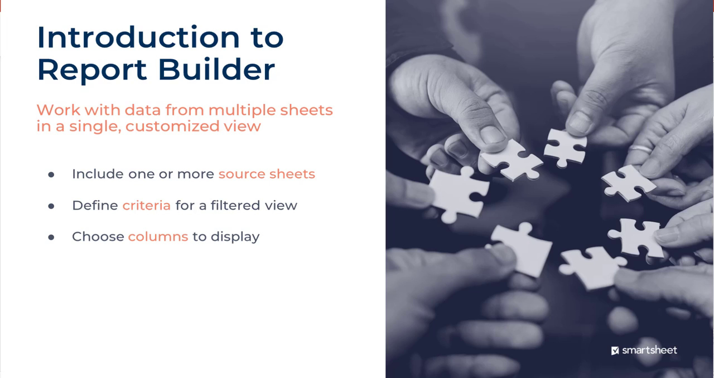So starting at the very beginning, reports are a way for you to consolidate data from multiple sheets into a single place, and it's a customized view, meaning in addition to selecting one or more sheets to bring together data from, you can also define criteria for a custom view, so not viewing every single row from those sheets, and choose the columns that you'd like to display. Using these three settings in the report builder allows you to really create the view that you need of the work that you're managing in a sheet. So it's a great way to really focus.